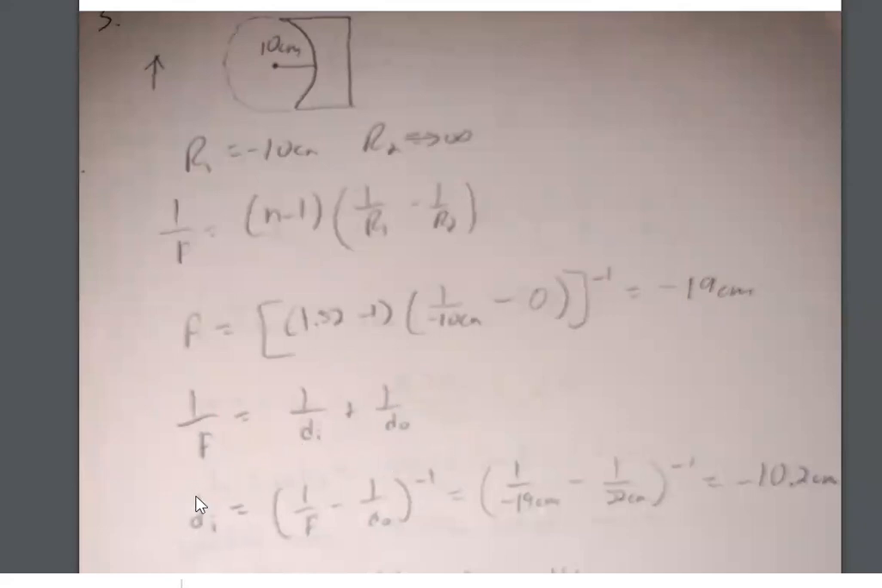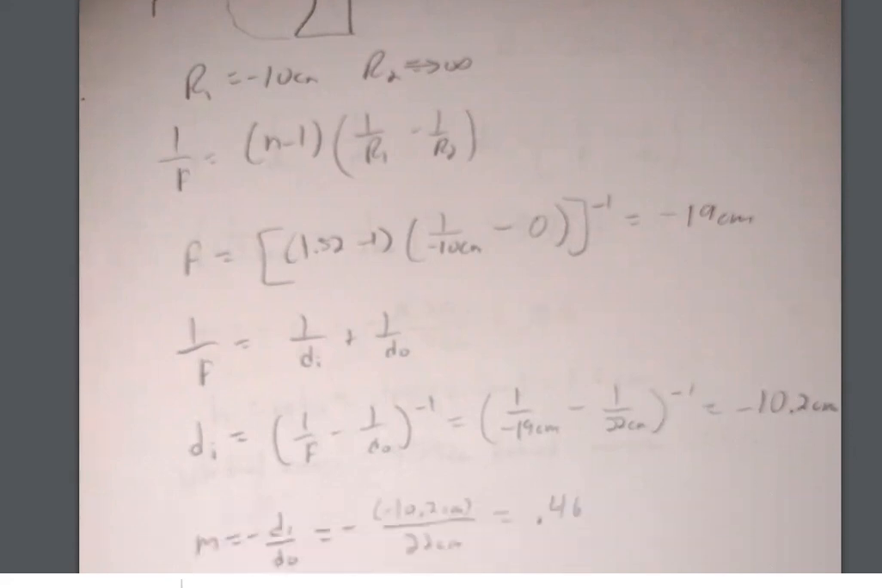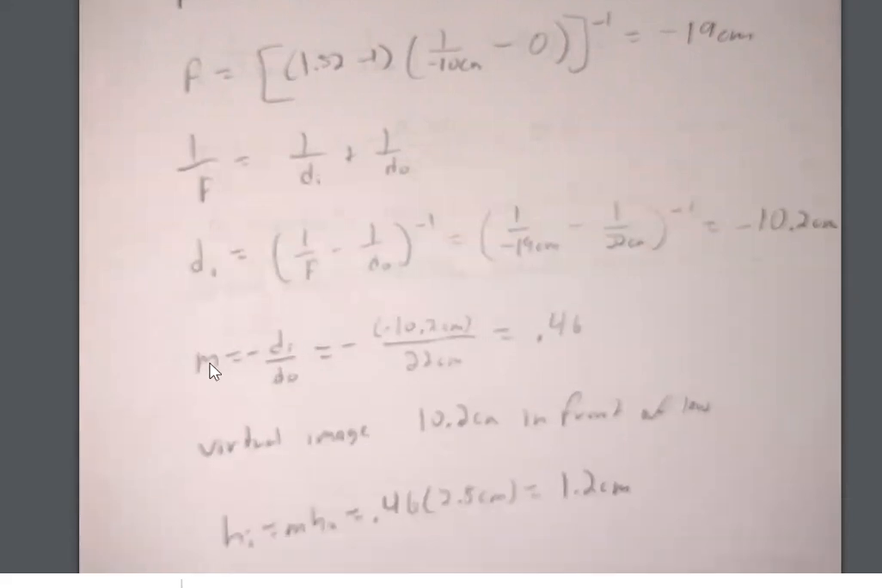So our image distance can be calculated as 1 over the focal length minus 1 over the object distance, raised to the negative 1. So this is 1 over our negative 19 centimeters minus 1 over our 22 centimeters. That was our object distance, raised to the negative 1. So that gives us negative 10.2 centimeters. Okay, now we can find the magnification by doing minus the image distance over the object distance. And so that gives us positive 0.46.